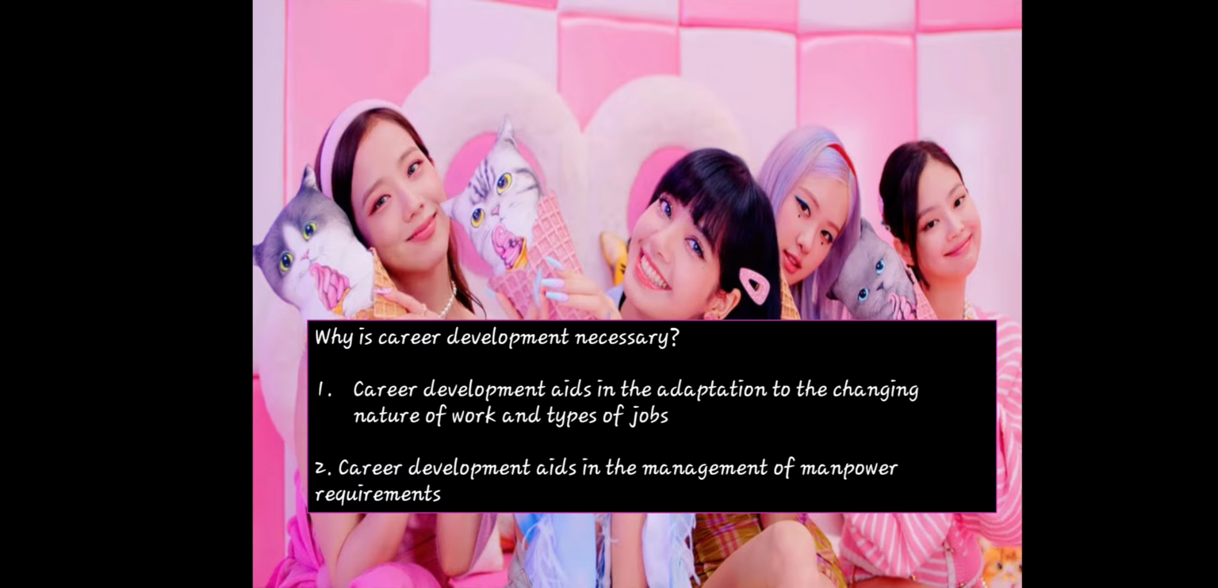Why? Because in choosing a career or in choosing a course, it is not easy. Why? Because there are a lot of instances, a lot of circumstances, or let's say a lot of processes in choosing a career or choosing a course itself.